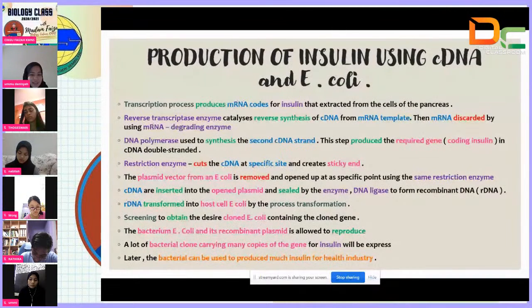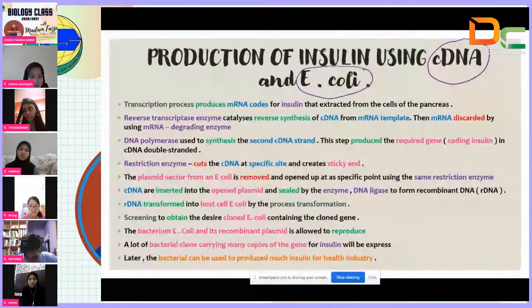Okay, done. Alright, so where is the difference, class? Where is the difference between the steps in gene cloning and the usage of cDNA in gene cloning and E. coli? What is the role of E. coli here, Wong? Wong, what is the role of E. coli in this step?